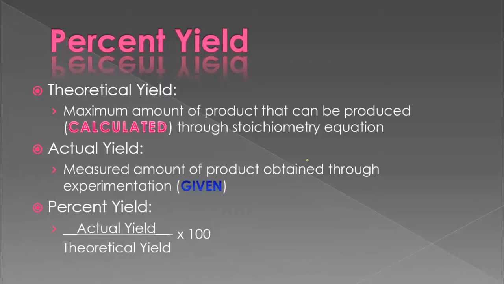This may mean you have to do some limiting reactant stuff first, but you're still in the end going to do a stoichiometry equation to calculate an amount of product. The other number you're going to need is an actual yield. This actual yield is a measured amount of product obtained through experimentation. Since we're not going to have you do every experiment to get your numbers, this is usually given on your worksheet. So this will be a number that is given to you.